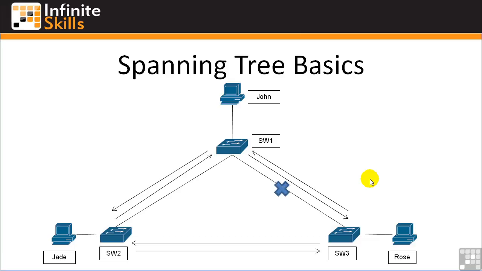What spanning tree essentially does is it turns off one of these links. And so if John wants to get this message to Rose, it has to go through switch 2 because this link over here is disabled, or in the parlance of spanning tree, that port is blocked.